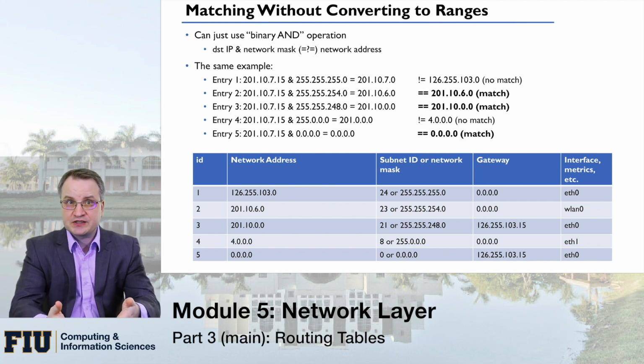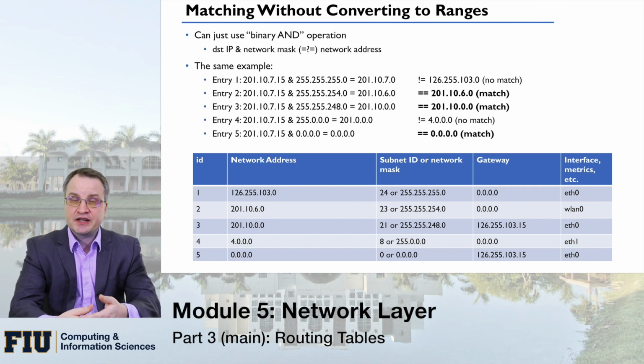and just remembering all the matches that we had so far. So, for example, we can look at entry 3 and figure out that it's also matched with our IP address, and look at entry 4 and discover that it doesn't match, because if you take 201.10.7.15 and do binary AND with 255.0.0.0, you will get 201.0.0.0, which doesn't match 4.0.0.0. And finally, you can match anything with a default route because any number binary AND with 0 will get 0, which matches 0, obviously.